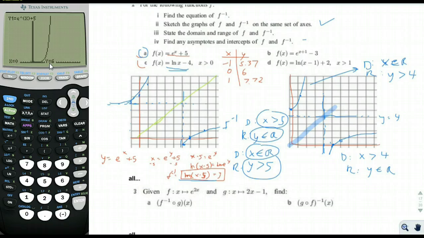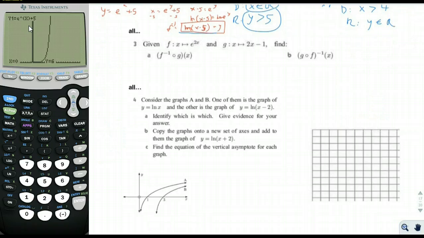Okay, for e to the x plus 5. 1, 2, 3, 4, 5, 6. Yeah, it was there. Okay, so the intercept here would be 0, 6, and the intercept here would be 6, 0. Okay, next one. Given the function f of x equals e to the 2x and g of x equals 2x minus 1, find, okay, inverse f of x, composite function with g.